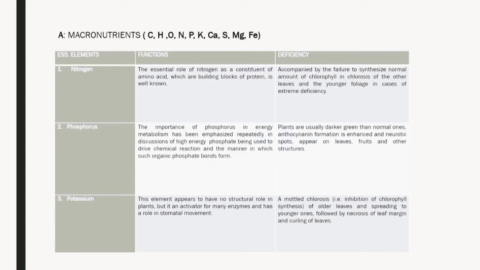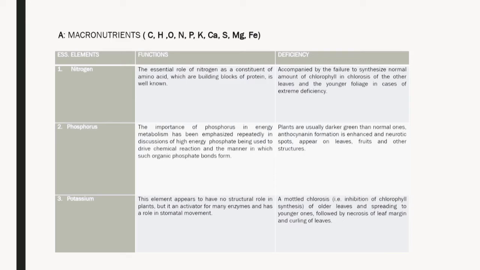So we proceed to the macronutrients, essential elements. For nitrogen, the essential role of nitrogen as a constituent of amino acids, which are the building blocks of protein, is well known. Deficiency of nitrogen is accompanied by failure to synthesize a normal amount of chlorophyll, resulting in chlorosis of the older leaves and the younger foliage in cases of extreme deficiency.